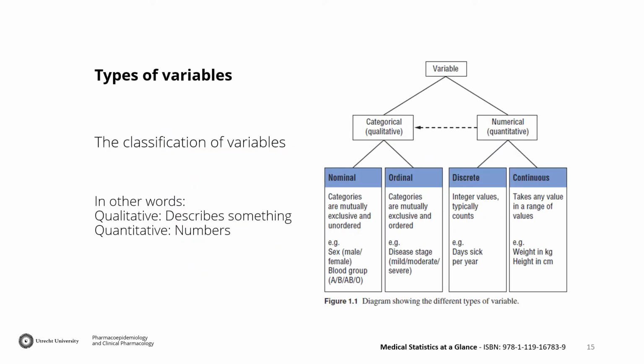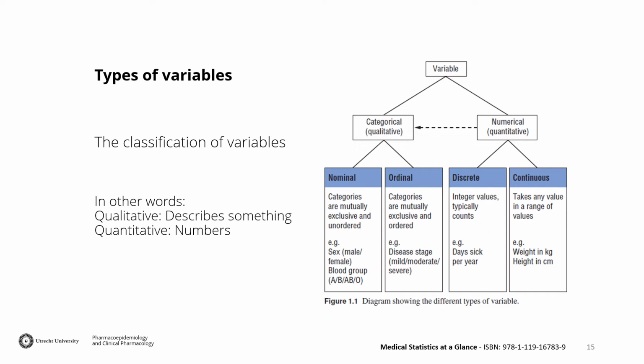So within our dataset, we'll have different types of variables. And here is the classification of the variables. A variable can be classified as either categorical or numerical. The categorical ones are also called qualitative, and those are something that describes something. The numerical ones are also called quantitative, and those are typically numbers.